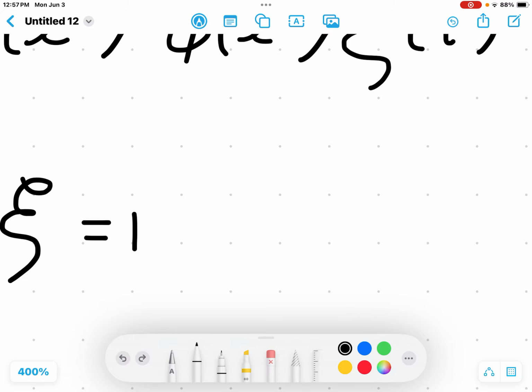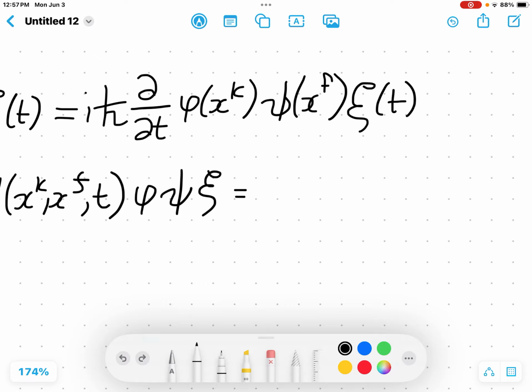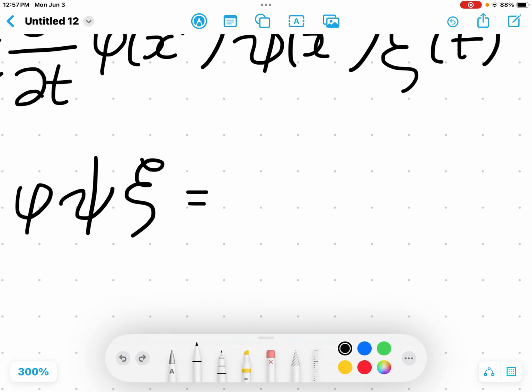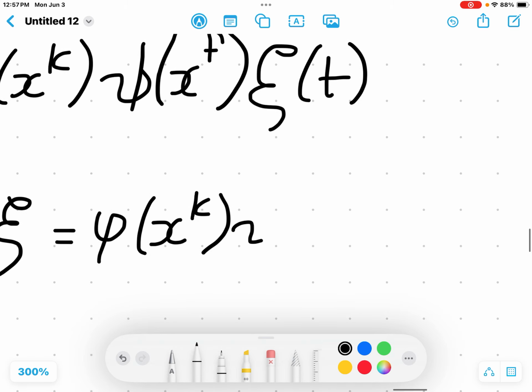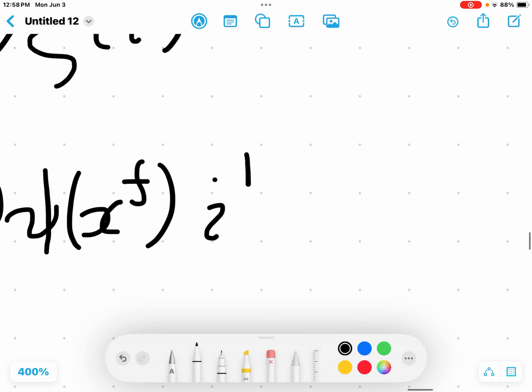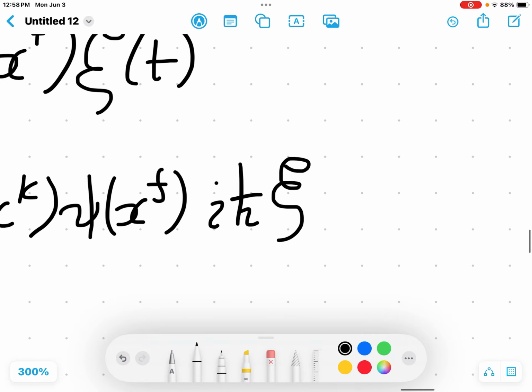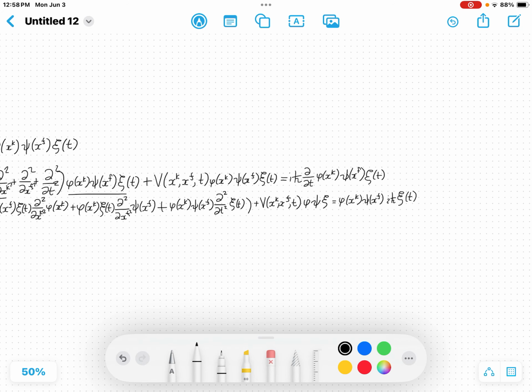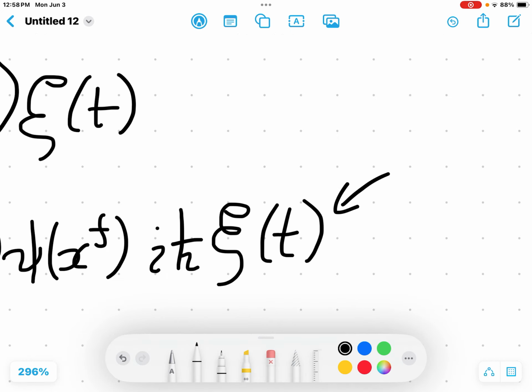So I can pull out my phi of xk and my psi of xf. So this is phi of xk times psi of xf, and then times i h bar times my psi of t. All right. So what I want to notice next is that this i h bar psi of t is simply the energy of my system, right? You know this from our original discussion of quantum mechanics, or rather in the book, our reference material. So I can say that this over here is equal to the energy E.